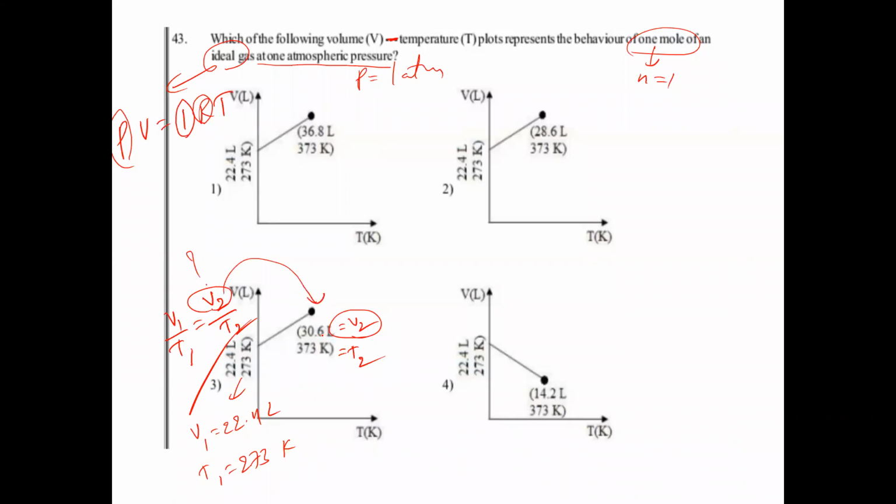If you calculate, V2 should be equal to 30.6 liters. Then we have to apply V1 by T1 is equal to V2 by T2, and you calculate the V2 value here. If V2 is equal to 30.6, this will be the answer. If V2 is equal to 36.8, this will be the answer. If V2 is equal to 28.6 liters, it will be the answer like that. So it will be correct for this here. So V2 will be 30.6 liters if you apply the formula V1 by T1 is equal to V2 by T2. Is that clear?